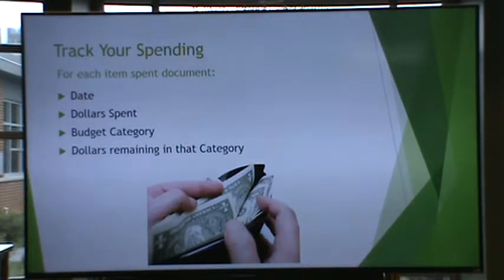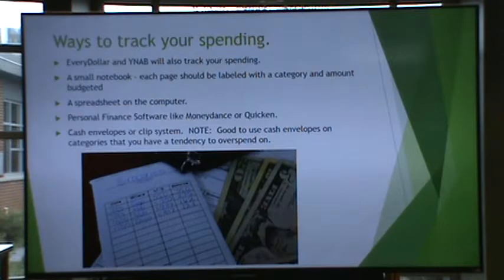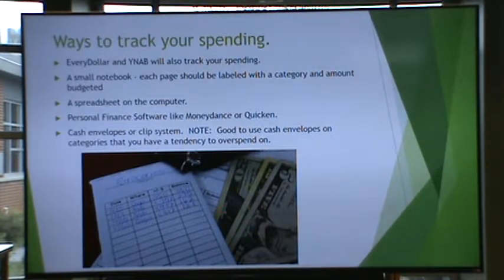So again, pen and paper is fine. And actually I think my next slide, the apps, the beauty of that is it'll do both. It'll track your spending as well as manage your budget. So that's one thing that's really nice. I've seen some people with a little spiral bound notebook that they can keep in their purse or in their pocket, and each page is a category, so you just keep a running total. Spreadsheet.